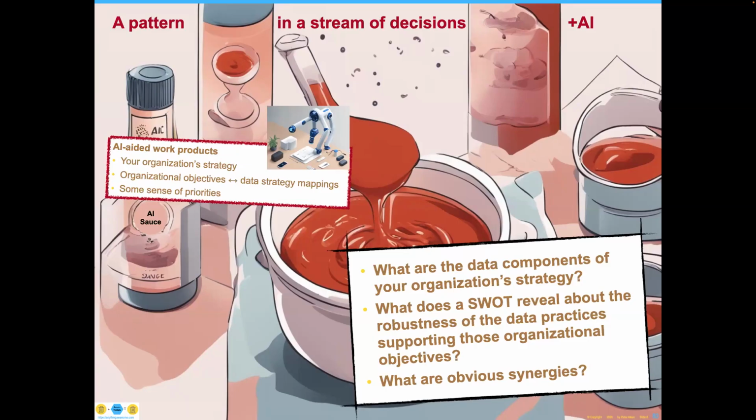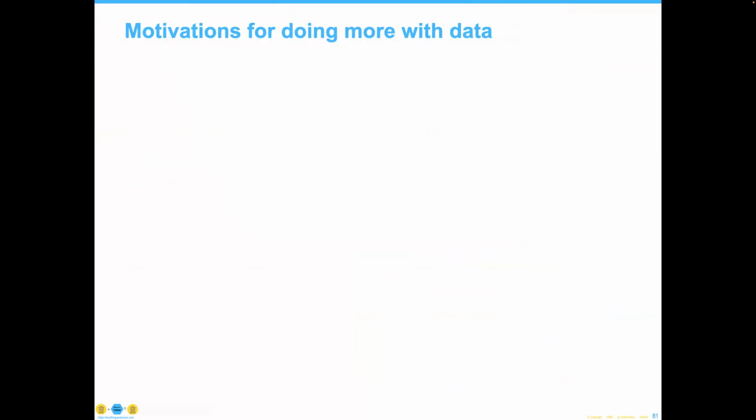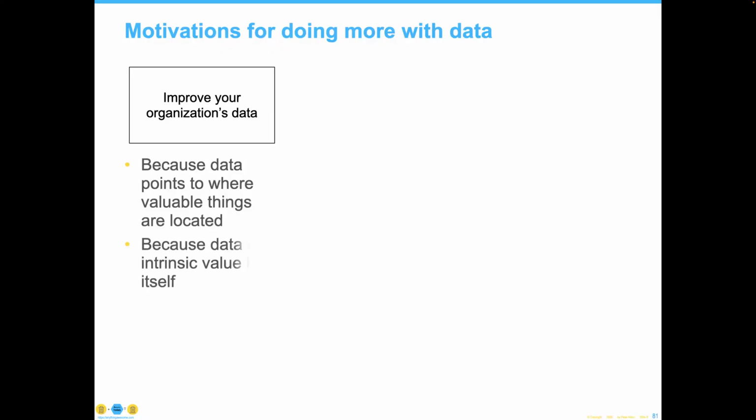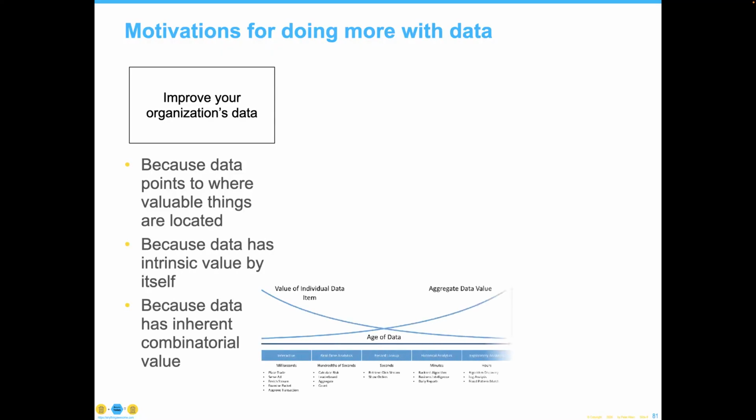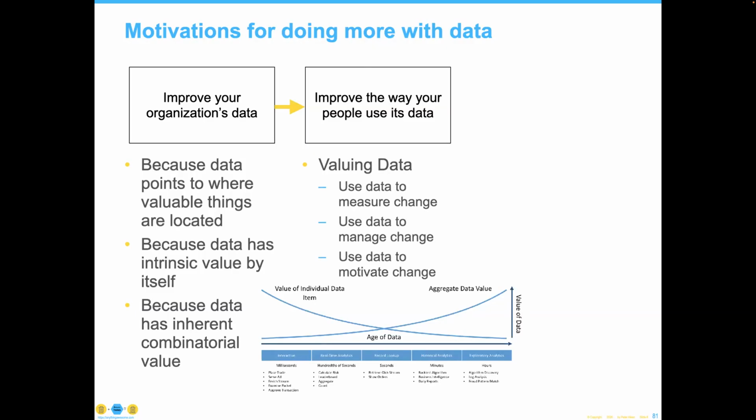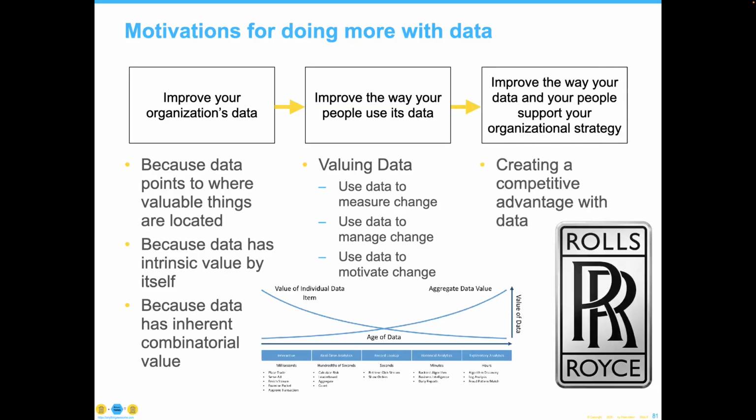You're going to have to spend some time doing this, but that's the whole purpose, isn't it? You want to practice it and get better at it. Because again, the motivations for doing more with data are that we want to improve our organization's data, because all data points to where valuable things are located. Data has intrinsic value by itself, and data has inherent combinatorial value. But three times now, you also have to improve the way your people use data, because you value data to measure, manage, and motivate change on all of these things. And finally, only when you have both improved your organization's data and the way your people use its data can you start to gain that competitive advantage.